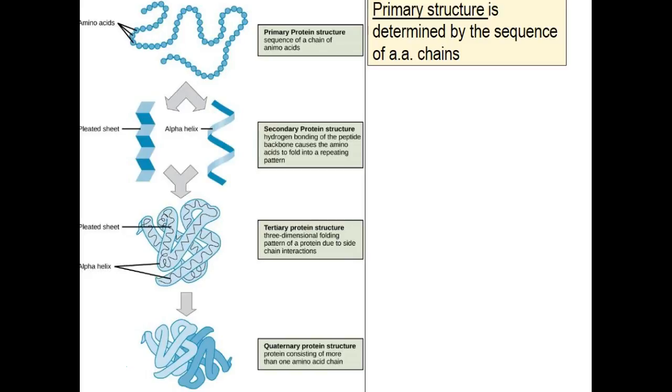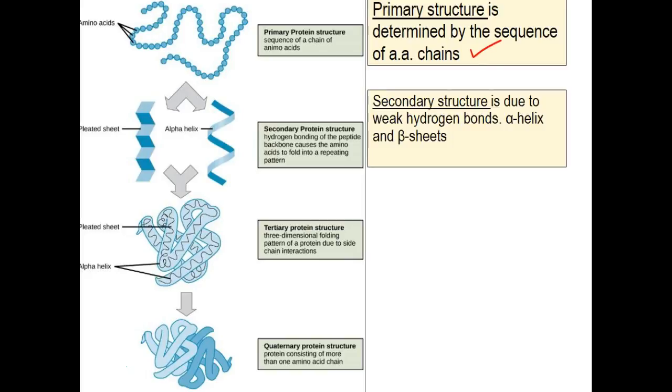Proteins have primary, secondary, tertiary, and quaternary structures. The primary structure is the sequence of amino acids. The secondary structure is due to weak hydrogen bonds, and that can cause 2 different types of regions of proteins to form. One is called the beta-pleated sheet or beta sheet, and the other is an alpha helix. And both of these forms can be found within a protein.